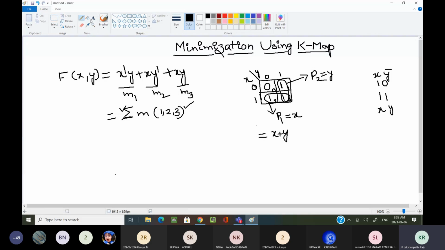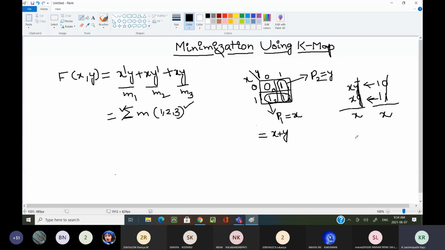Now what can I do? I can write these terms here. This is nothing but x y dash, and this is nothing but x y. Now I can cancel these two, and directly write it as x. You can cancel y dash plus y. Finally, what you are going to get is x.